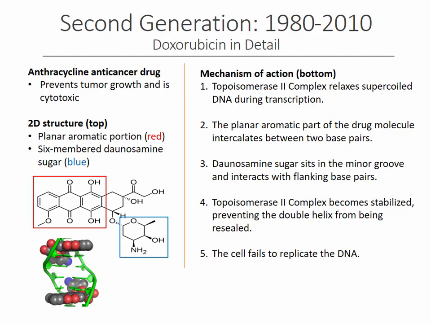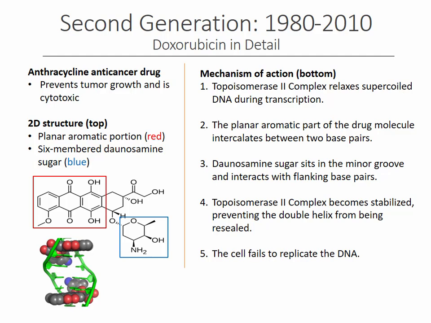You can see that helix has a little space in between it, which allows the planar aromatic portion to slide right in between two base pairs. Another word for this is intercalating. Basically incorporates itself into the DNA molecule, stabilizes itself with that daunosamine sugar interacting with flanking base pairs, and as it sits in there, it stabilizes the enzyme, and the cell fails to complete DNA replication. So over time, the cell is unable to replicate its DNA. It's going to eventually die.